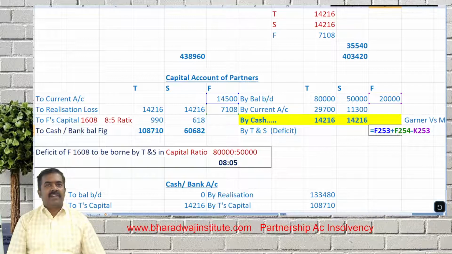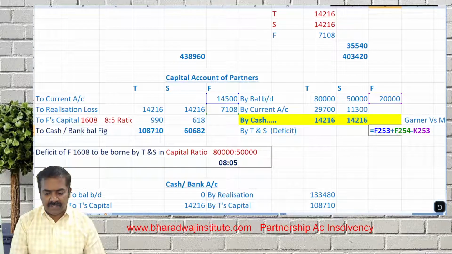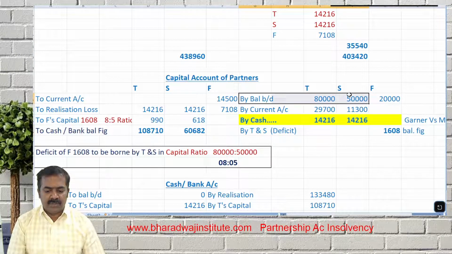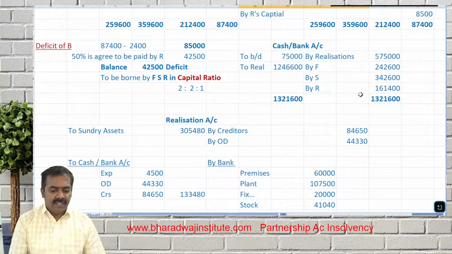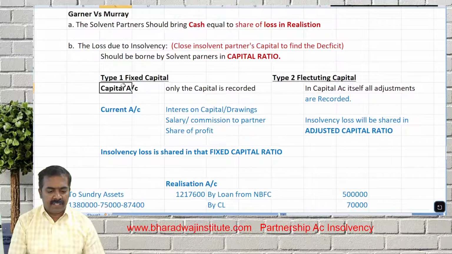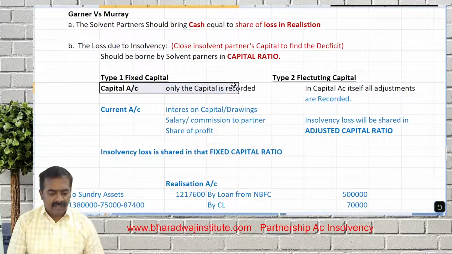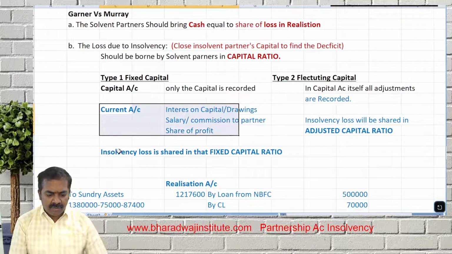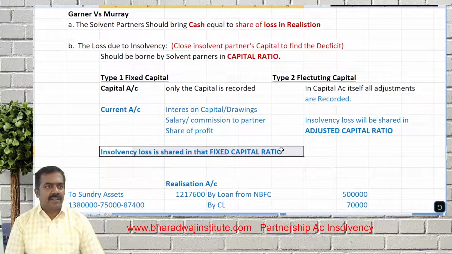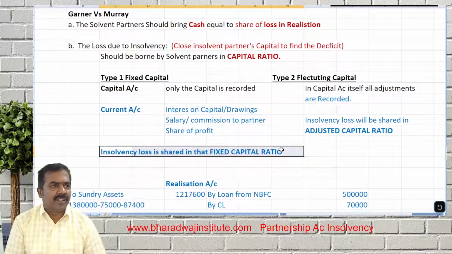After recovery of any money, we close what? Insolvent partner's capital. That insolvency is borne in which ratio? Capital ratio. If capitals are fixed, in the last class we have learned this, only what is taken? Current account we ignore. Insolvency loss is borne in that fixed capital ratio, ignoring current account. Then you share the loss.